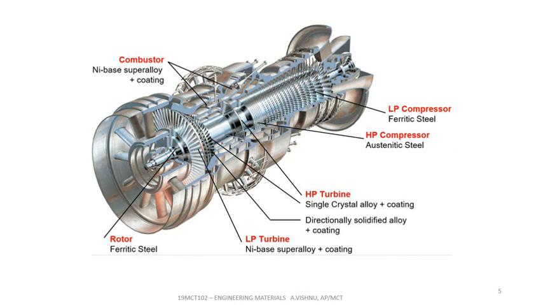In this slide I have shown a cut sectional view of a jet engine, in which the rotor is made of ferritic steel and the low pressure turbine is made of Ni based superalloy plus coating, and the high pressure turbine is made of a single crystal alloy plus coating, and the high pressure compressor is made of austenitic steel, and the low pressure compressor is made of ferritic steel, and the combustor is made of Ni based superalloy plus coating.